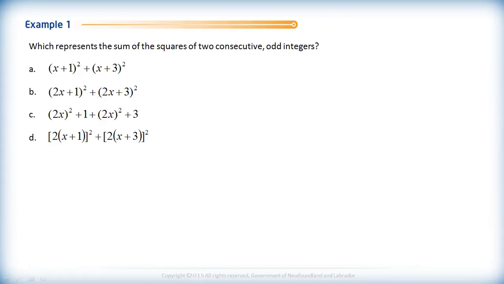Which represents the sum of the squares of two consecutive odd integers. Okay, so let's see. Remember, if we said x was an integer, well, we get an even integer by calling it 2x, and then we get an odd integer by calling it 2x plus 1. But we want two consecutive odd integers, so the next odd integer would be 2 more than that, right? Because let's say we're at 5, the next one would be at 7, which is 2 more. If we're at 11, we'd go to 13, which is 2 more. So 2 more than 2x plus 1 would be 2x plus 3.